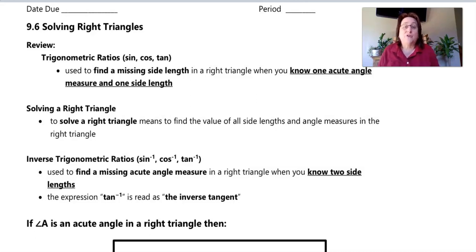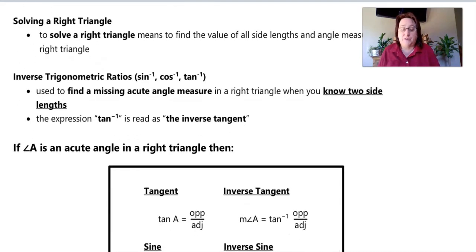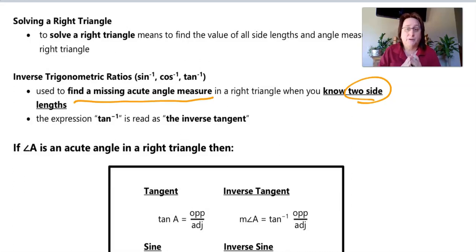Well, the inverse trig functions come into play with this. You use the inverse trig functions to find the missing angles. You use it to find a missing angle measurement when you know two side lengths. You will only use the inverse trig functions to find an angle measure.